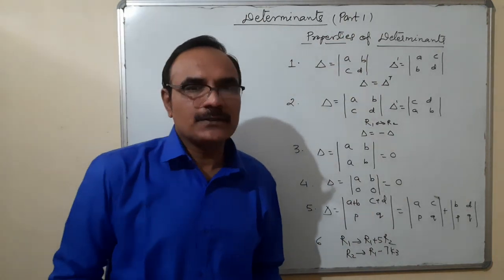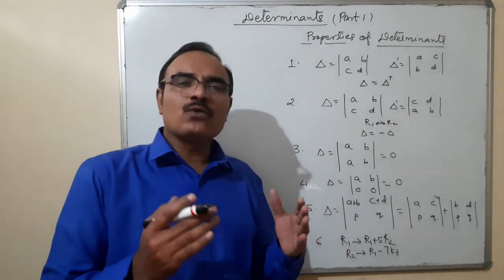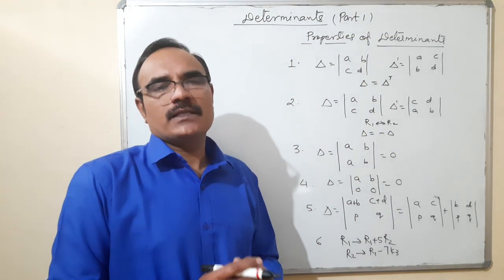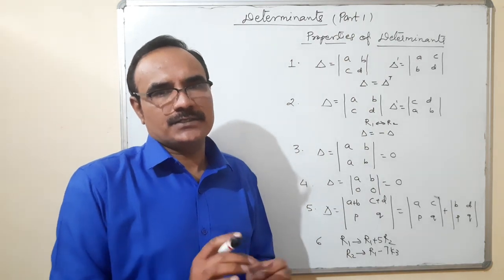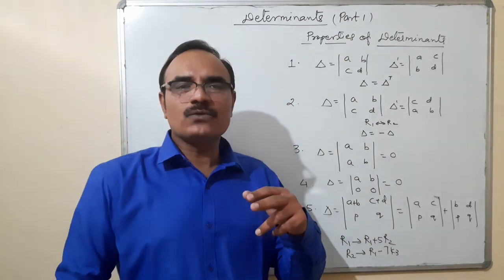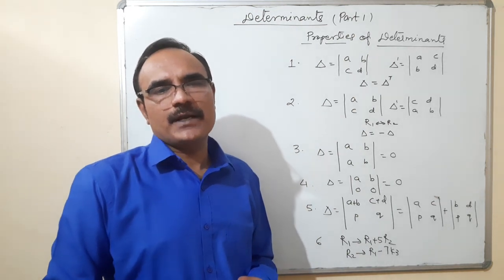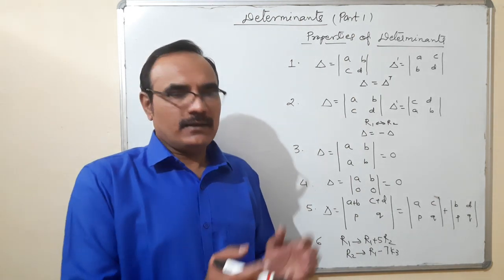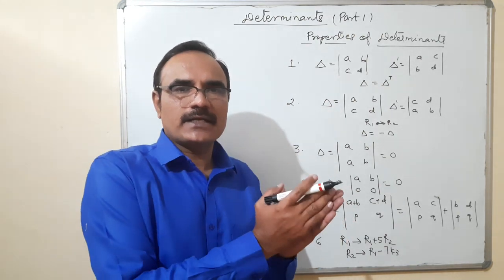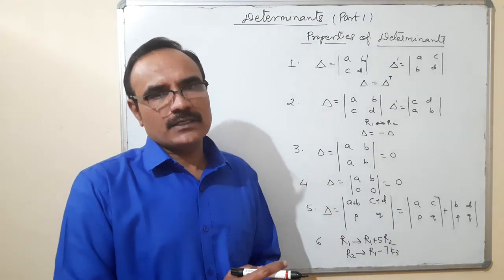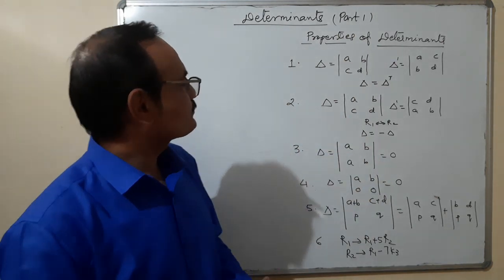These are the properties. Once again, let me tell you. Property number 1 says if all the rows are converted into the columns, then the value of the determinant is unchanged. Number 2, if any two consecutive rows or columns are exchanged, then the value of the determinant is opposite in sign. If it is in plus sign, then the answer is in minus. If it is in minus sign, then it is in plus sign. Sign in opposite.